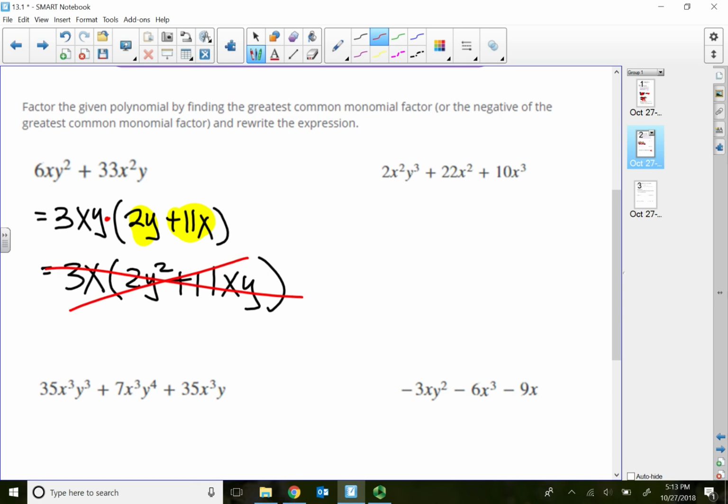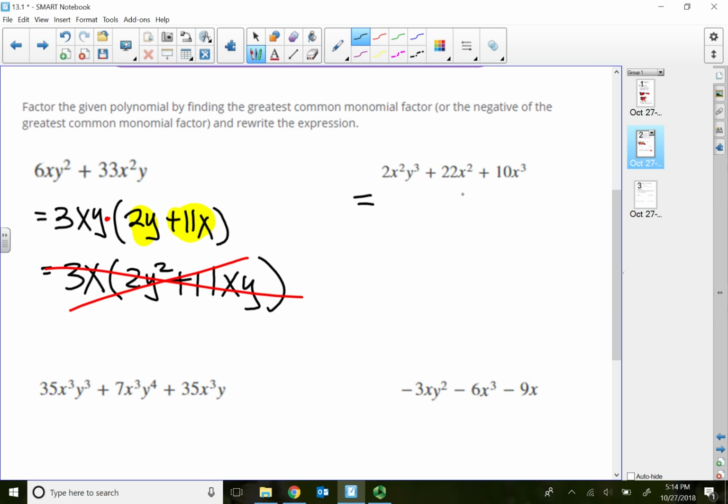So instead of trying to multiply them back out to check your answer, the best way to check is to look at what's inside the parentheses and see if there's any more greatest common factor left over. If not, then that would be your answer. You've got to know your greatest common factor.